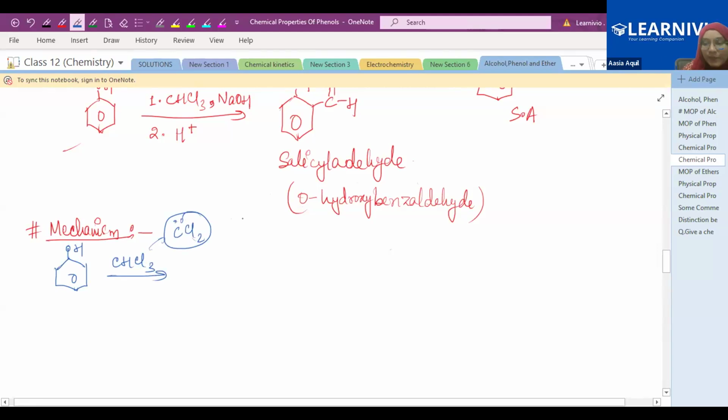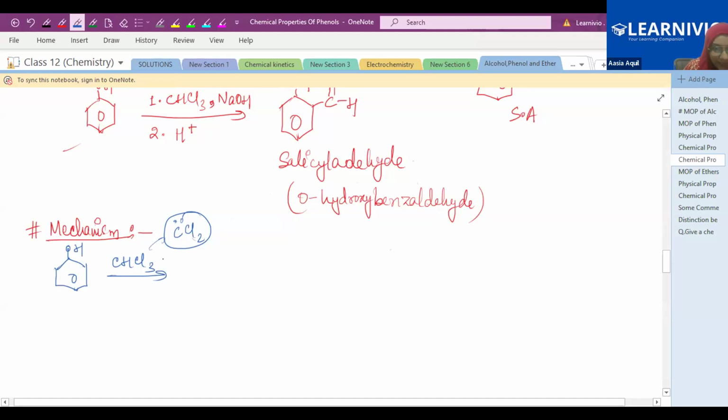Due to this intermediate, your reaction will proceed, and there will be an aldehyde group on the ortho position. So what is the basic role? The important role is of your chloroform. Chloroform is responsible for the proceeding of the whole reaction, and it will give a CHO group on the ortho position. Okay, so let's see what will happen.